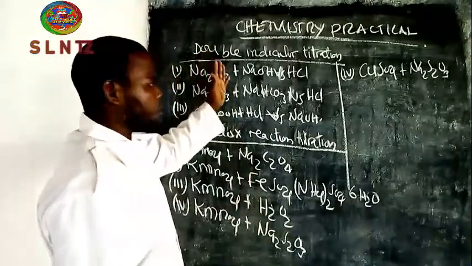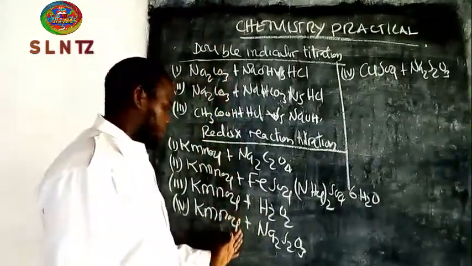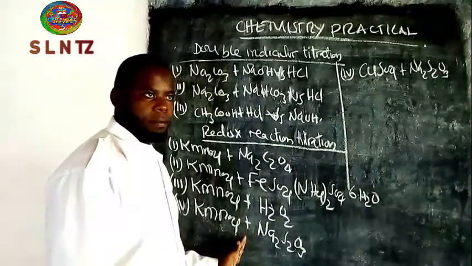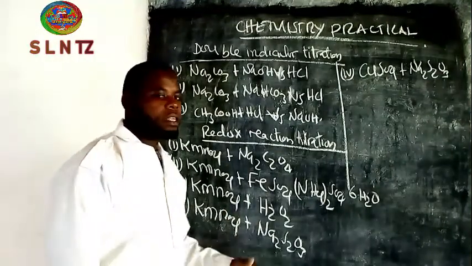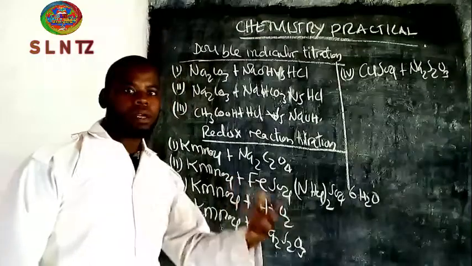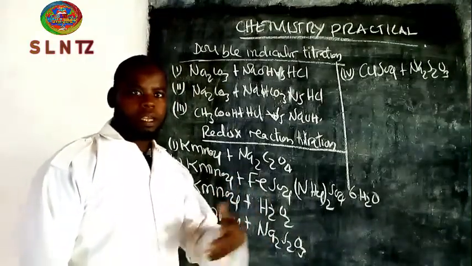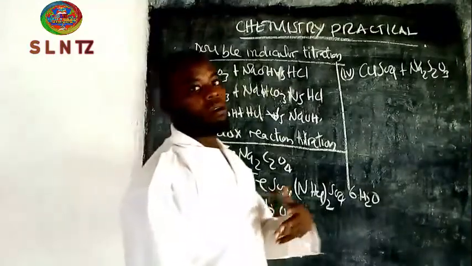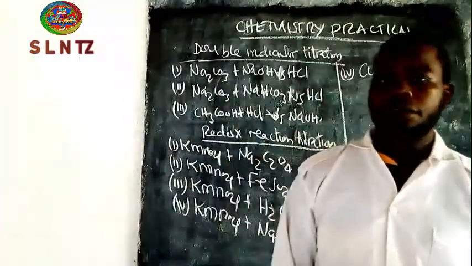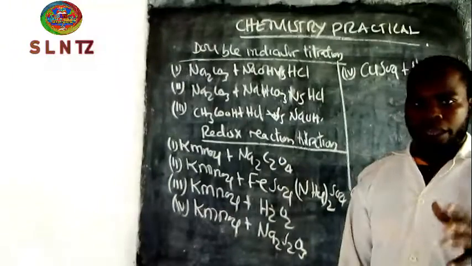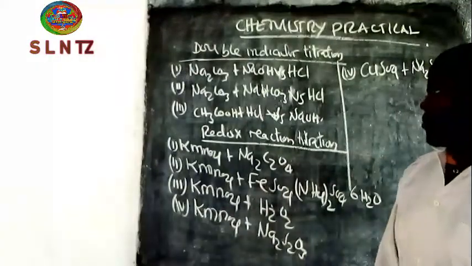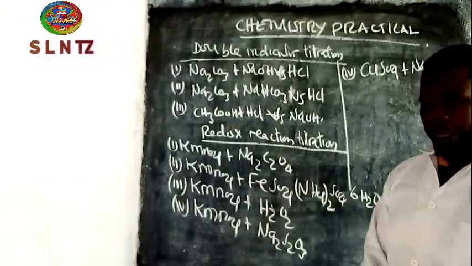For double indicator and redox titration, when you revise clearly through the questions one by one, you can understand, and you will see your examination is going to be performed in a simple way. That is number four, section one.